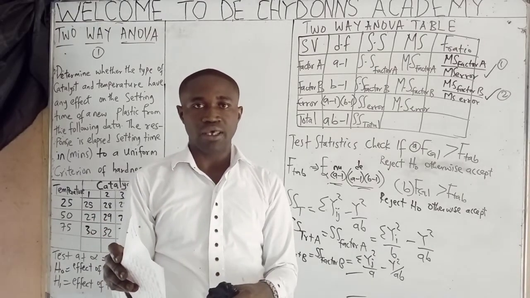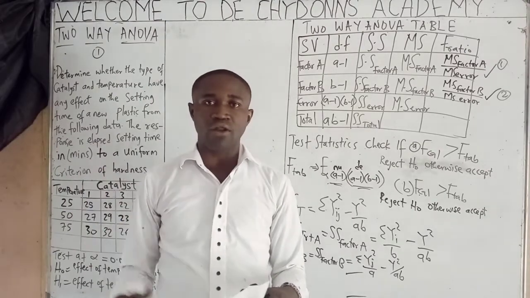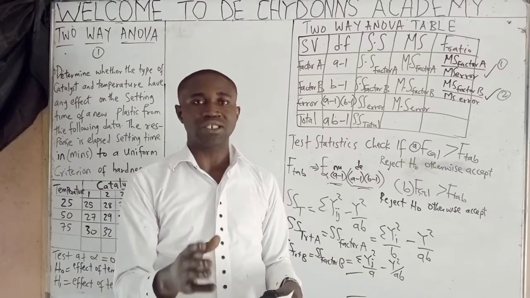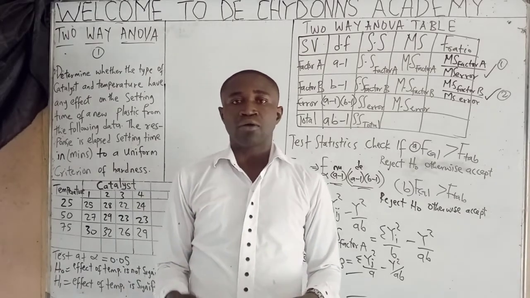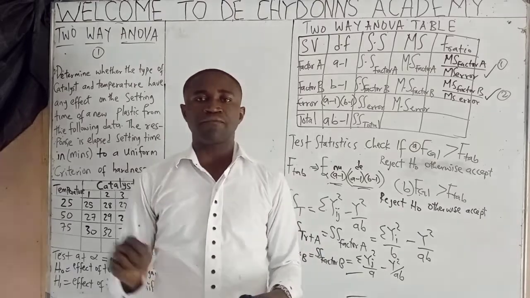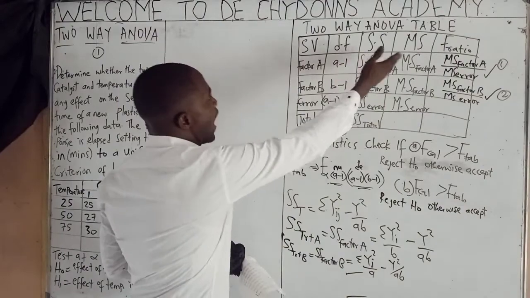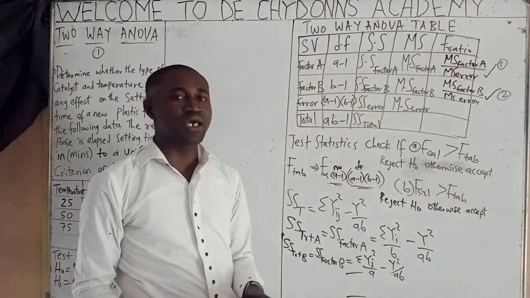So just get a copy of it so that you can use it to check out your value of F table. Remember, the introduction of the topic two-way ANOVA is in the first video, so try to watch it and see what we introduce on it. Also, before you solve a question on two-way ANOVA, you must know the two-way ANOVA table. This is a typical example of a two-way ANOVA table.